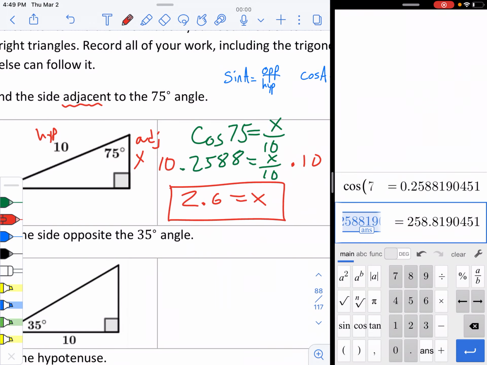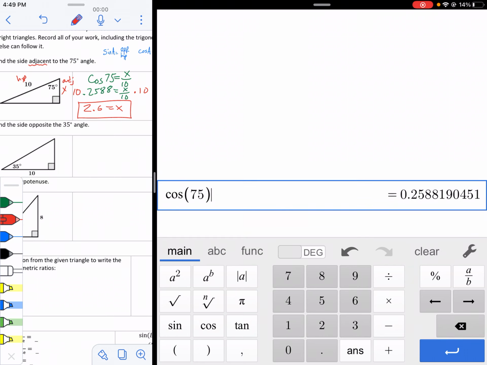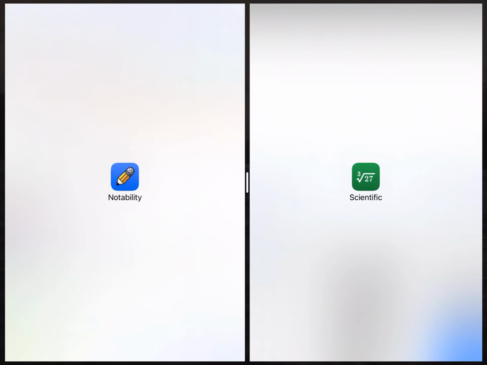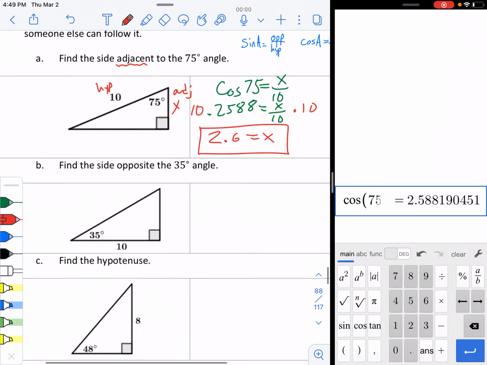Now, we can also do this. We could also take that cosine of 75 times 10, and there it is, 2.58. All right. So let's take a look at our next one.